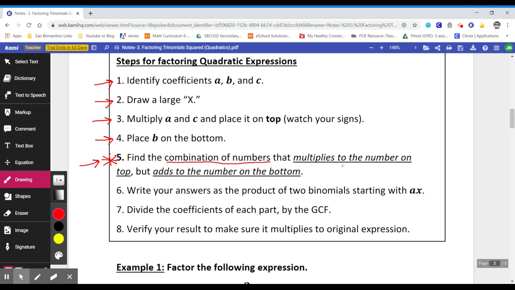So step 5 says, find the combination of numbers that multiplies to the number on the top, but adds to the number on the bottom. So find the combination of numbers that multiplies to the number on the top, but adds to the number on the bottom. Step 6, so that's a hard one.